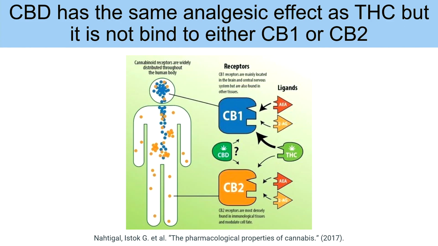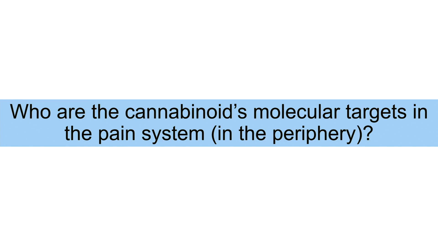So we try to figure out if CBD and THC have any target in the periphery, in the pain system, in nociceptors, and if they can actually act on the neurons directly.